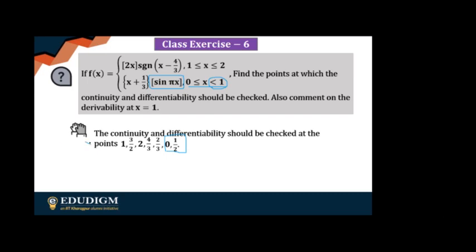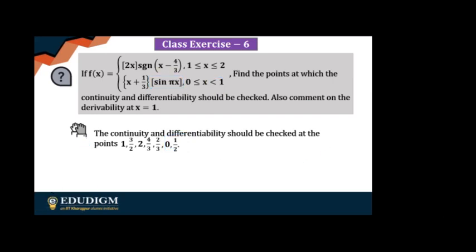So these things are very, very important. So just look at the function, look at the breakups one by one and see where they can possibly cause us some trouble. Okay, so you will understand which are the possible points where you are supposed to check the continuity and the differentiability. Okay.